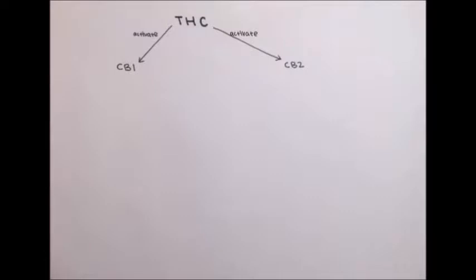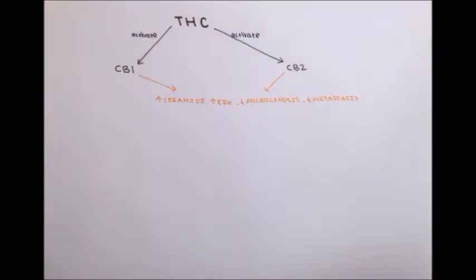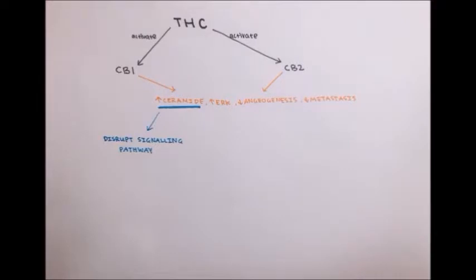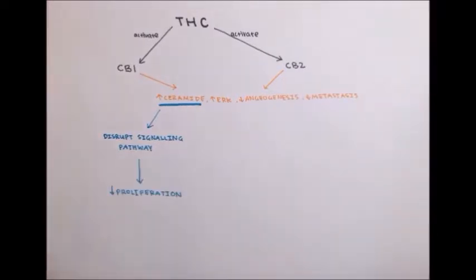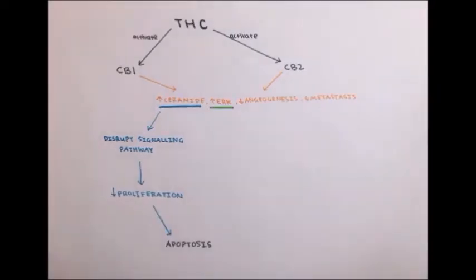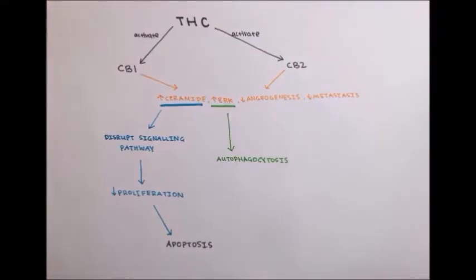The second cannabinoid to be considered is THC. This acts to stimulate both the CB1 and CB2 receptors, leading to an increase in ceramide, ERK, as well as directly decreasing angiogenesis and metastasis. Ceramide is a lipid wax molecule and is responsible in cell signaling and consists of fatty acid and sphingosine, which is a kinase molecule. As the concentration of this molecule increases, disruption of the signaling pathways, therefore decrease in proliferation, followed by cell growth ending in apoptosis. A great increase in ERK causes the cell to also undergo autophagocytosis and then cell death.